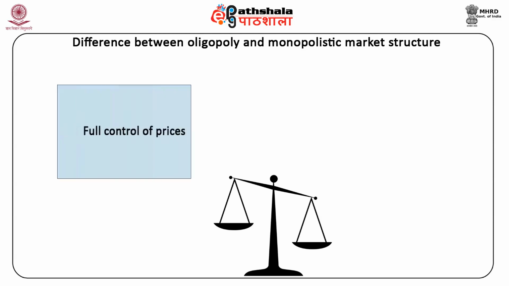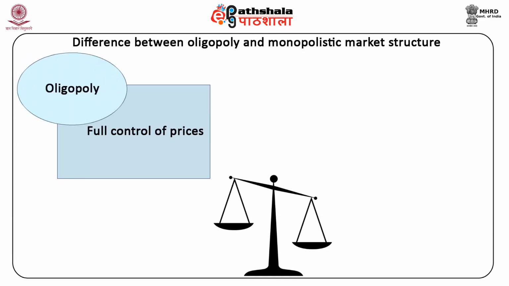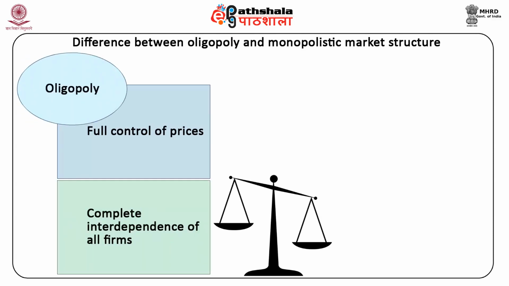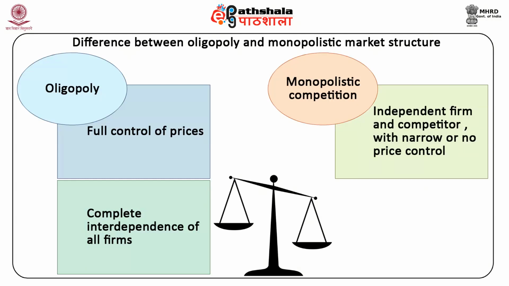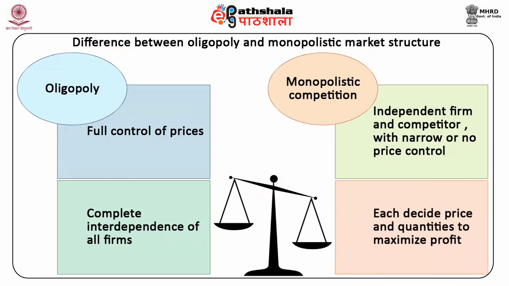Moreover, there is full control of prices in oligopoly with complete interdependence of all firms on each other. However, in monopolistic competition, each firm is independent and a competitor to other firms with narrow or no price control, and each decides its price and quantities on its own to maximize its profit.